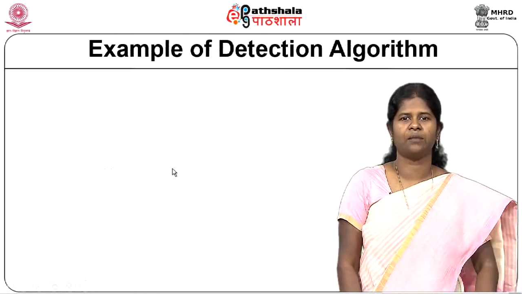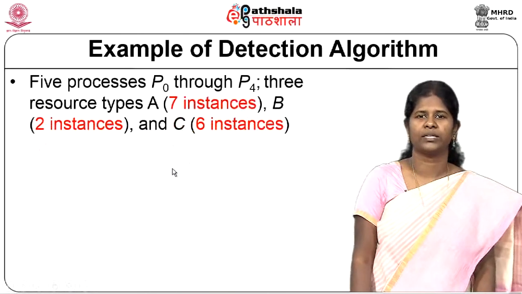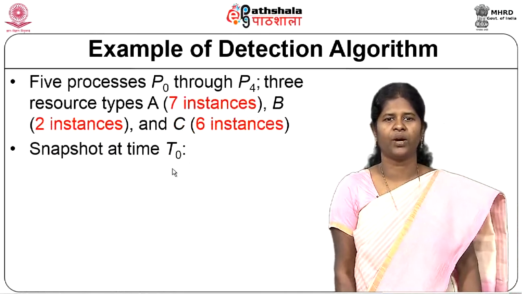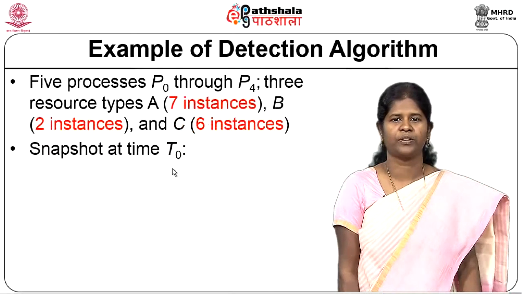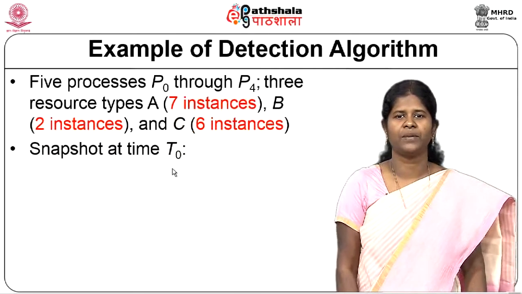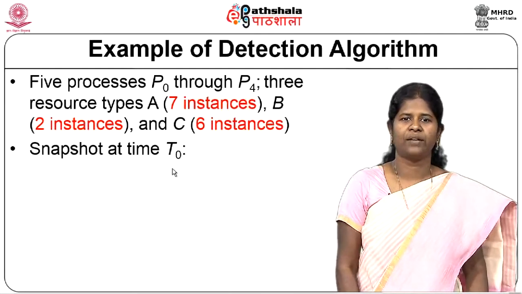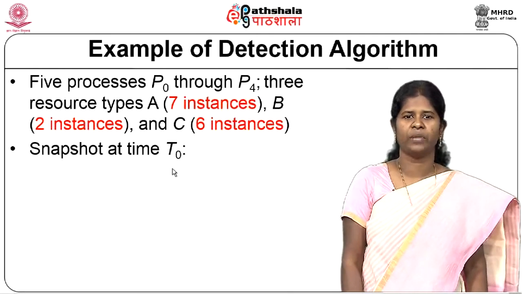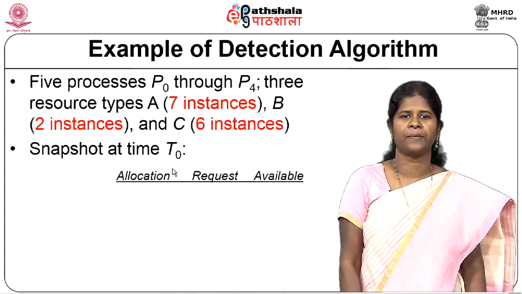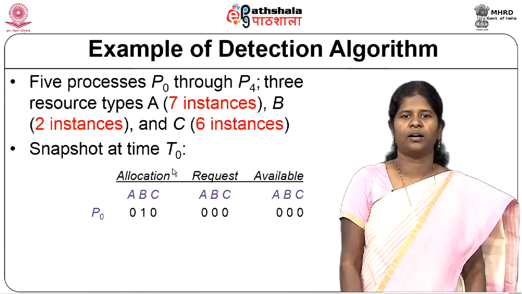So, we will see an example of this deadlock detection algorithm. Here you have 5 processes P0 to P4, and you have 3 resource types A, B and C. There are 7 instances of A, 2 instances of B and 6 instances of C. At a time T0, the system looks something like this.